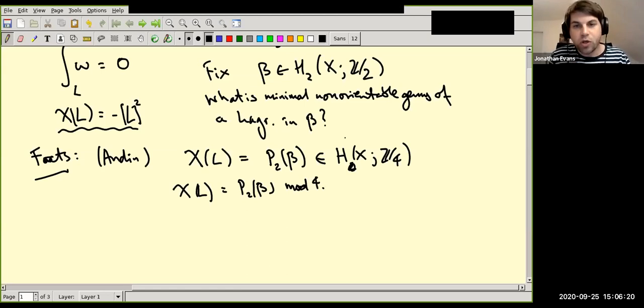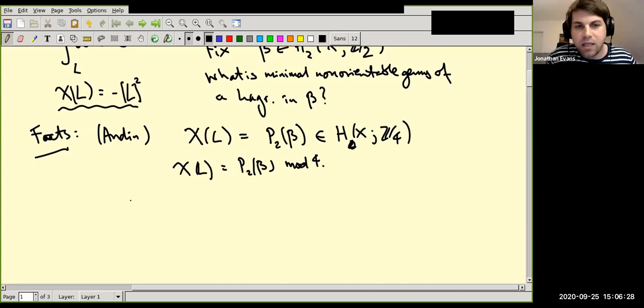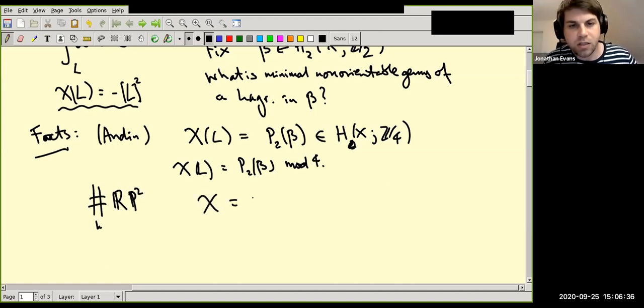So you don't know what the minimal non-orientable genus is, but maybe you know the genus modulo 4. Remember, any non-orientable surface is some connected sum of RP2s, and the Euler characteristic is 2 minus the number of RP2 factors. So we're saying that is equal to β squared.